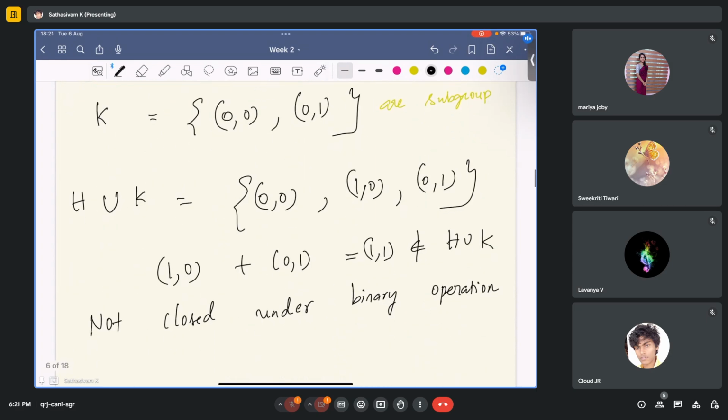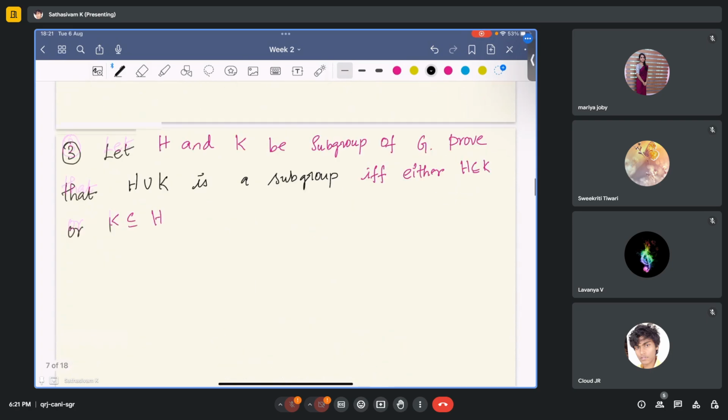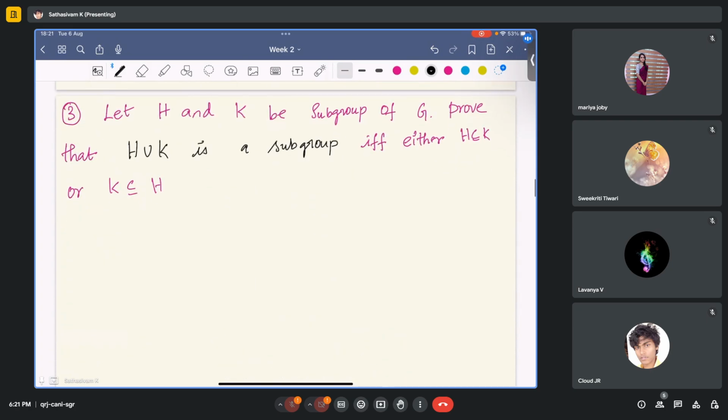So the question is, if you cannot say in general, then when is the union of two subgroups a subgroup? That is what the next result says. Suppose H and K are two subgroups of G. The union is a subgroup if and only if either H is contained in K or K is contained in H. So that is what we want to prove.